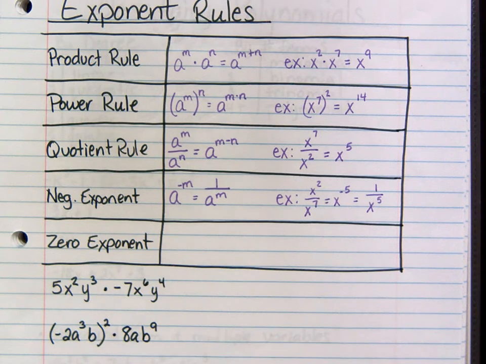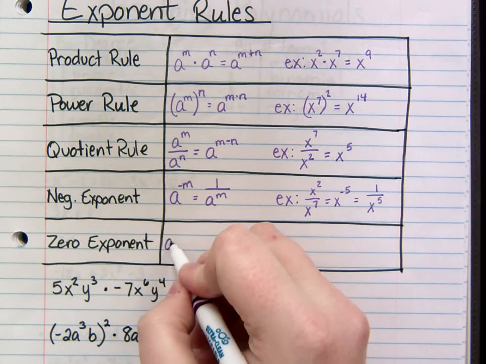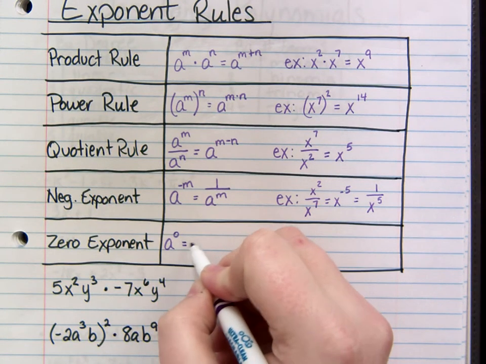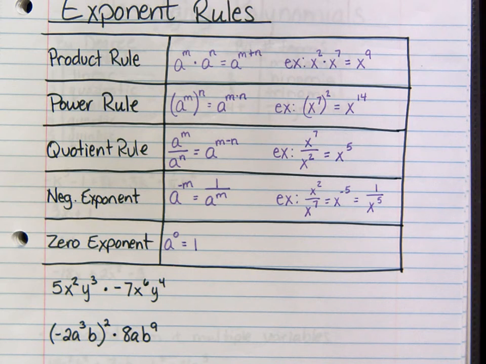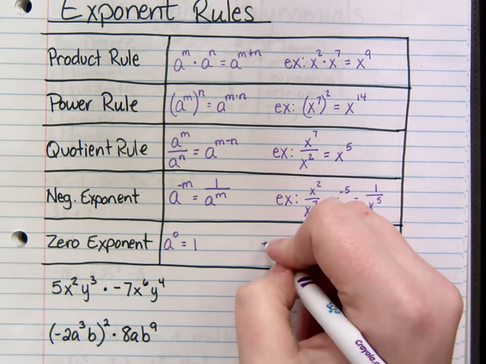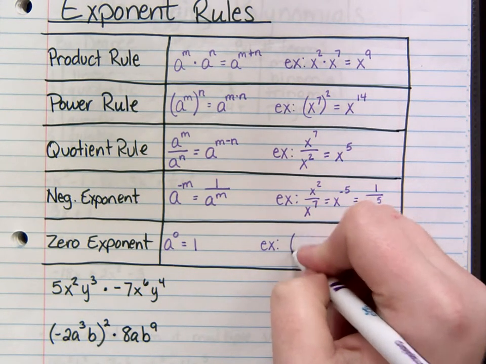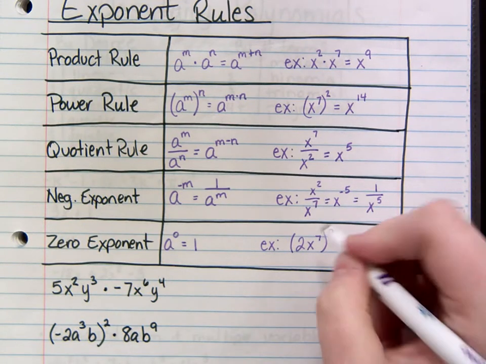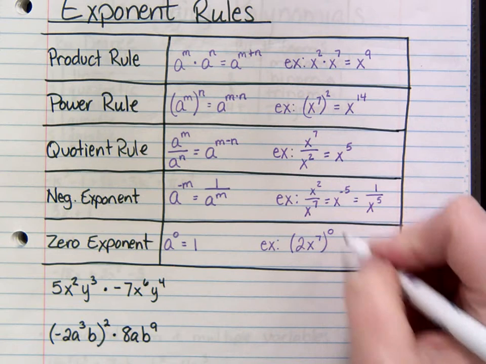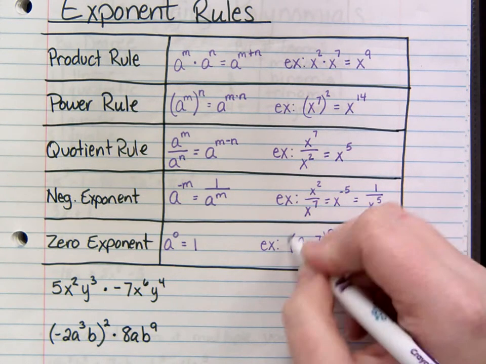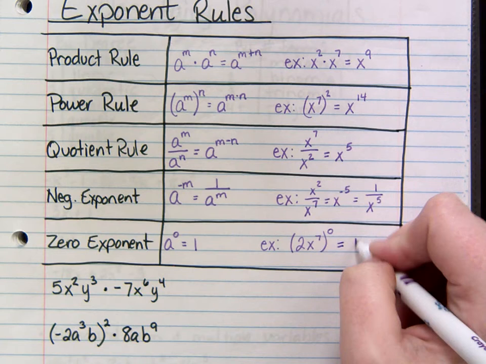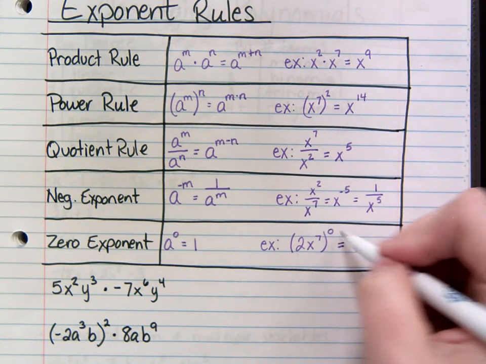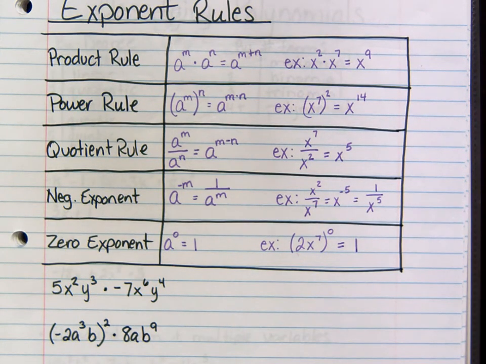Now, let's say that you have an exponent of 0. Any number raised to the 0 power is going to be equal to 1. The only exception to this is 0 raised to the 0 power. That's an undefined number. So, for instance, if I had 2x to the 7th raised to the 0 power, the whole thing is raised to the 0 power, so it's equal to 1. I think I said that wrong.